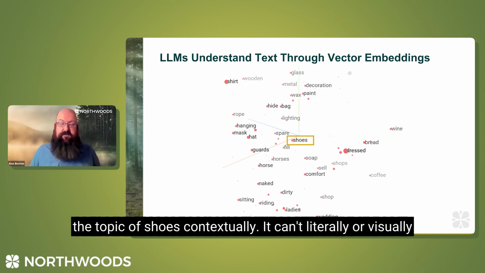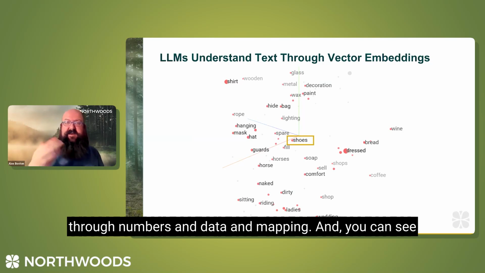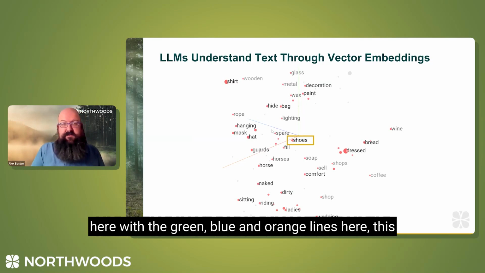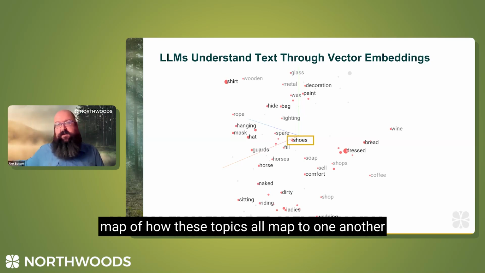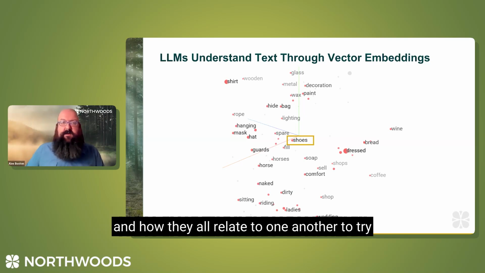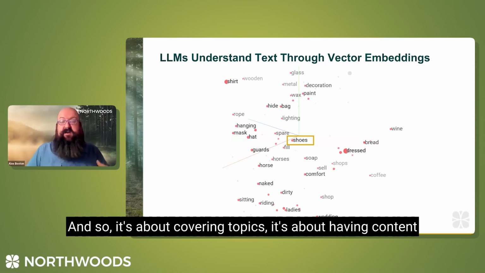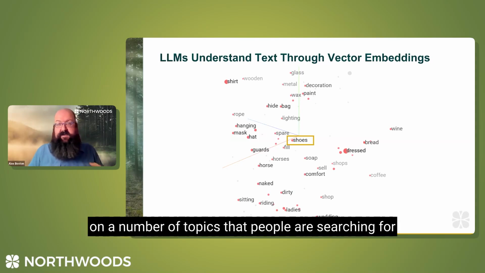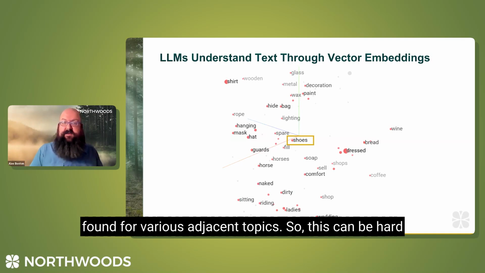It can't literally or visually interpret what a shoe is, so it has to come through numbers, data, and mapping. You can see here with the green, blue, and orange lines that this is a three-dimensional map. It creates a literal map of how these topics all relate to one another, to understand within context what you're communicating through your site. And so it's about covering topics. It's about having content on a number of topics that people are searching for, and creating a volume of content that can be found for various adjacent topics.